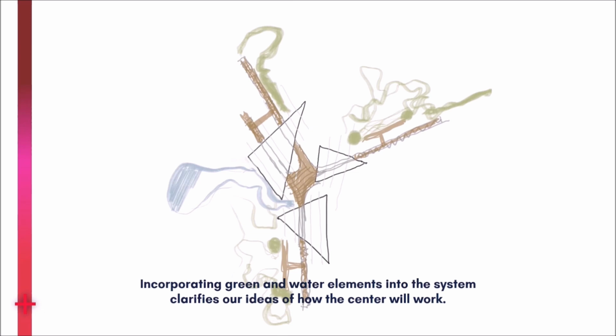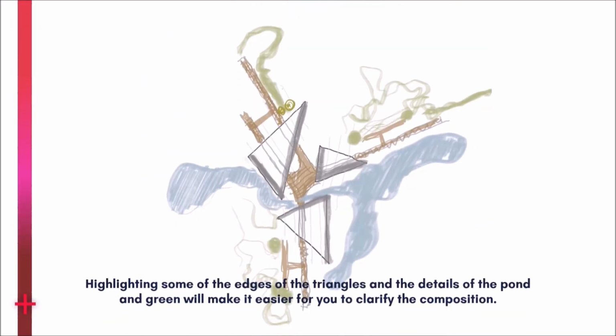Incorporating green and water elements into the system clarifies our ideas of how the center will work. Highlighting some of the edges of the triangles and the details of the pond and green will make it easier for you to clarify the composition.